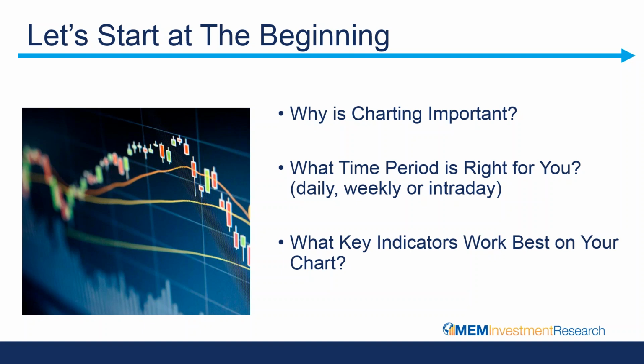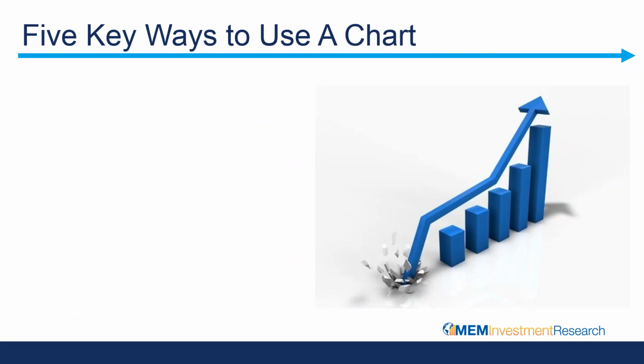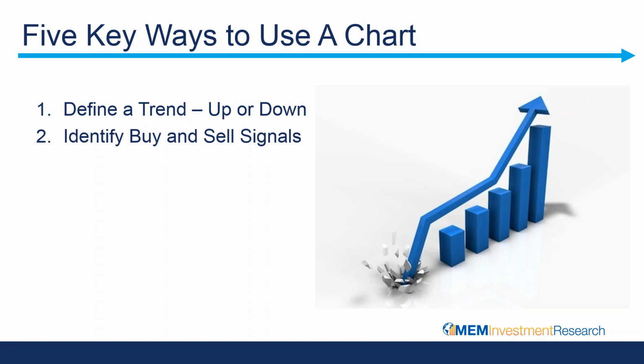So let's go ahead and I'll review with you the 5 key ways that you can use a chart. The first one is to define a trend. You're going to want to know before you enter a trade that that trend is up, and of course if it reverses you're going to want to know so you can get out of that stock. Charts will really help you identify and pinpoint your buy and sell because they're going to give you signals.